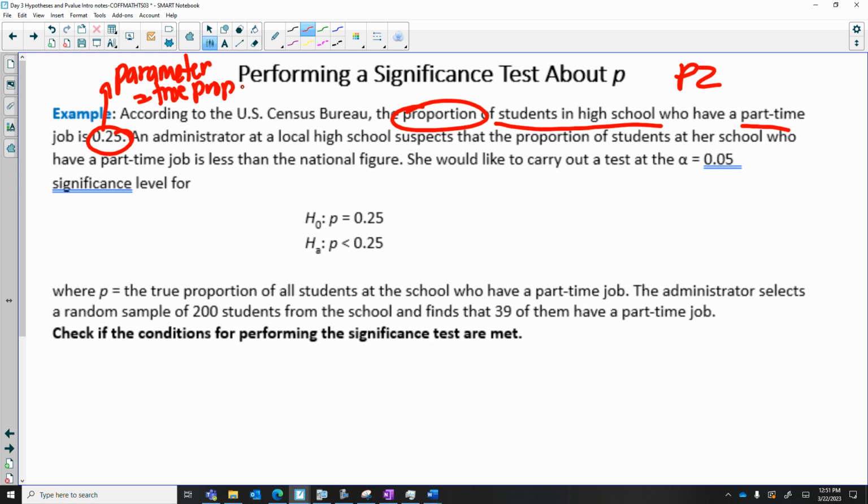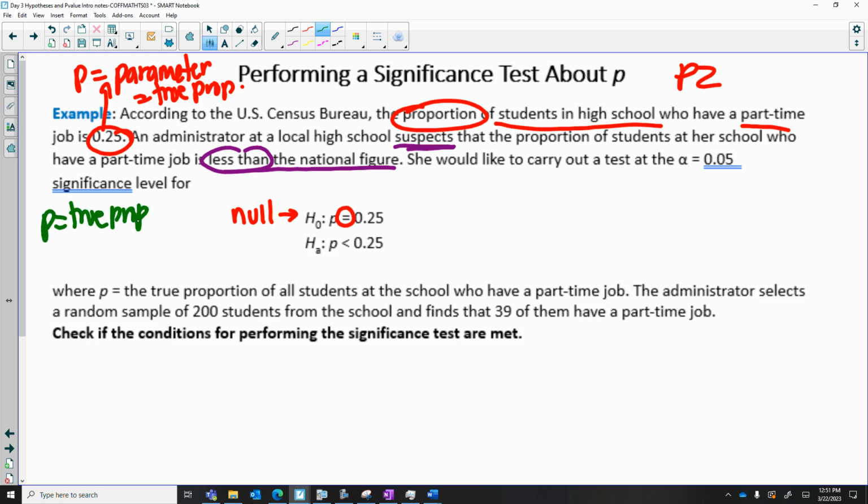An administrator at a local high school suspects that the proportion at her school is less than that, okay? So she's suspecting or hypothesizing that at her school, it's less than 0.25. So if we were to set up the hypotheses, remember the H0 is called the null hypothesis, and that's the one that always has the equal to sign. That's the one that it's like a statement of no change based on the past. So the parameter of interest, p, is the true proportion, oh, it says it right here, of all students at the school who have a part-time job.